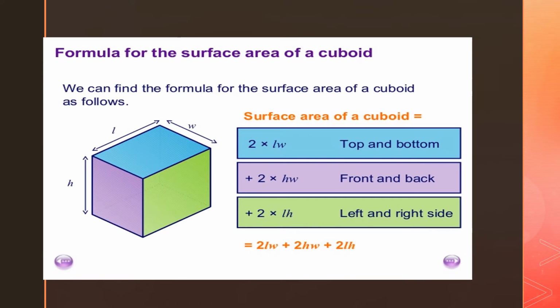If you see the front part, you have the height and the width. This side has height into width and the back side has height into width, so 2 times height and width. The left side has length and height, so 2 times length and height. So the surface area of a cuboid is equal to 2 times length and width plus 2 times height and width plus 2 times length into height.